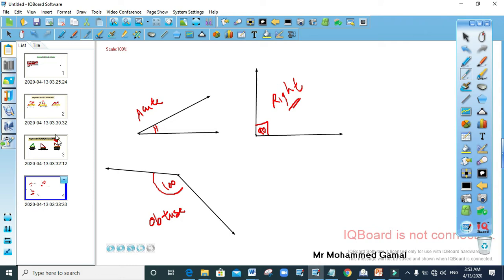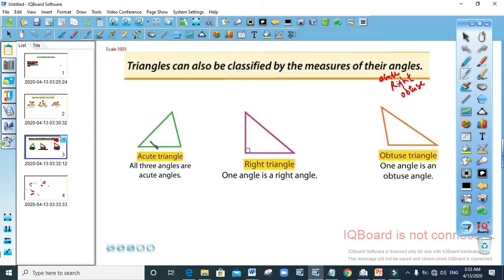If your triangle has all angles acute, all of them small, it's an acute triangle. If it has only one right angle, I'm not saying all of them, only one, it's a right triangle. Someone will ask me, teacher, here are 2 acute angles. Yes, there are 2 acute, but there is one right, so the name of this triangle is right triangle.